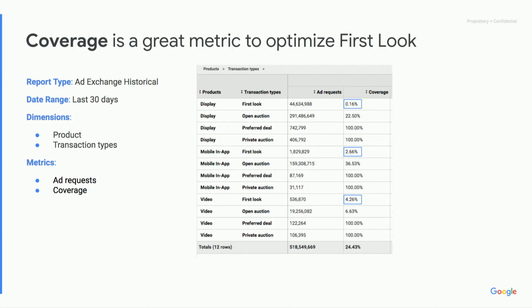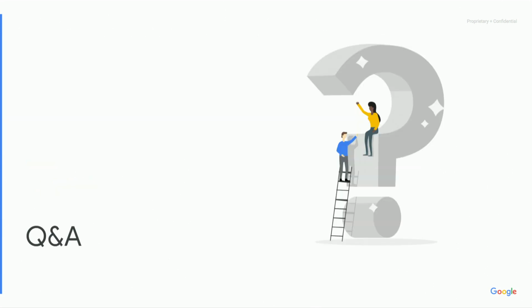Coverage is the percentage of ad requests that returned at least one ad. The equation for coverage is ad impressions divided by total ad requests multiplied by 100. If you see that First Look is winning outside of the 1 to 2% coverage rate, then you should raise or lower your floors. If First Look wins less than 1% of the time, then you should lower your floors. If First Look wins more than 2% of the time, then you should raise your floors.